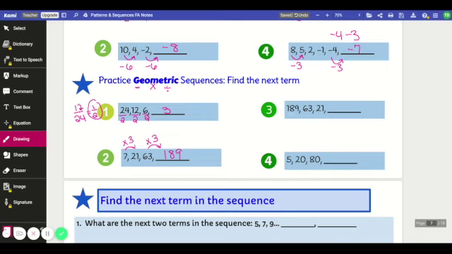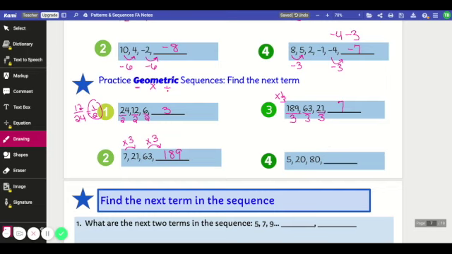Number 3. Okay, so my sequence is getting smaller, so I know I'm dividing. 189 divided by what will give me 63? That would be 3. So that means I'm multiplying by 1/3. When I continue this, 21 divided by 3 is going to give me 7.